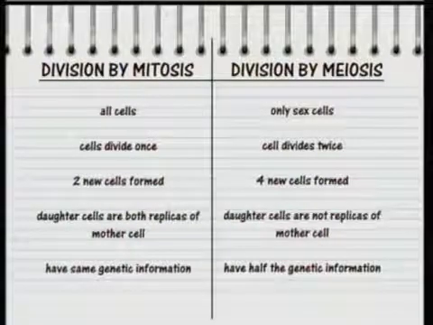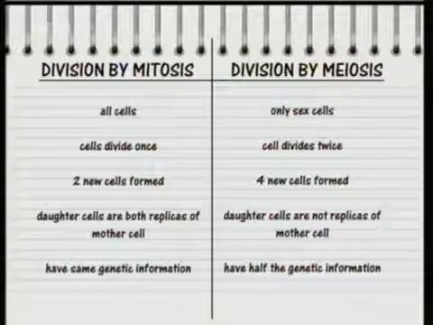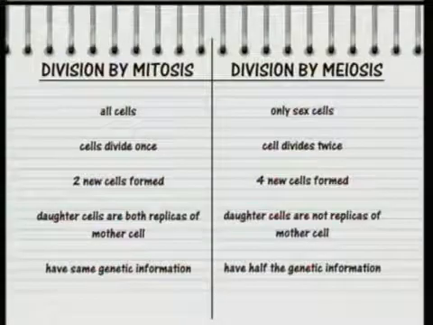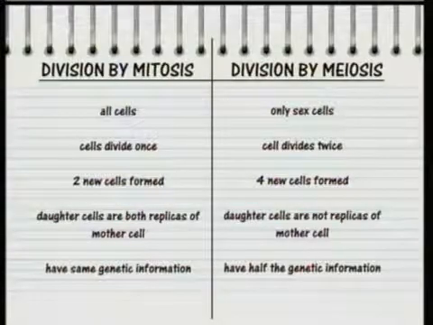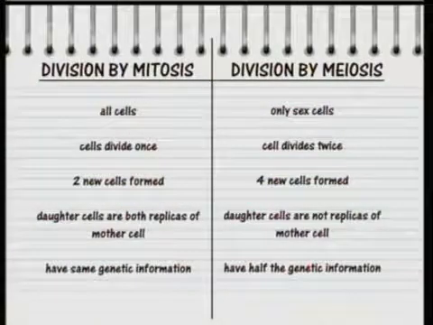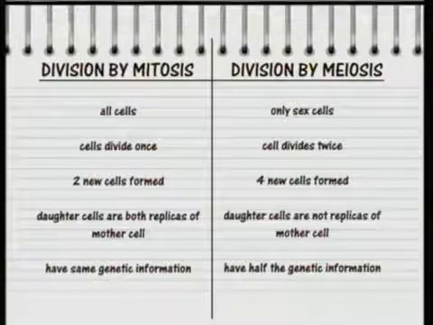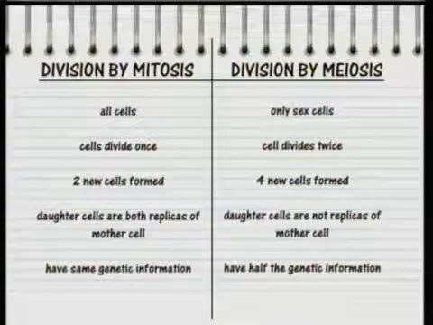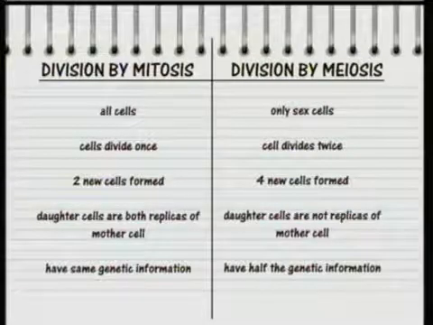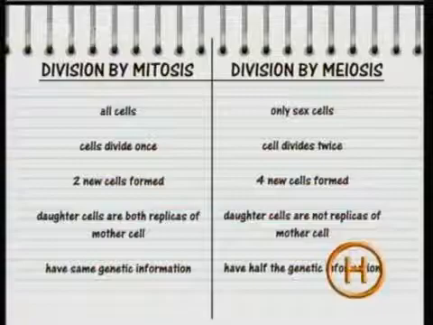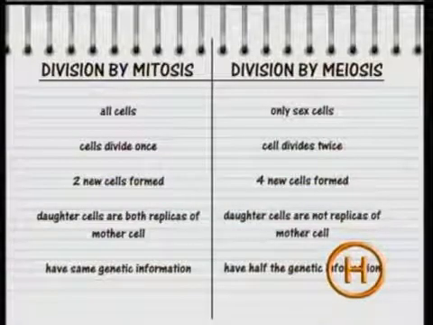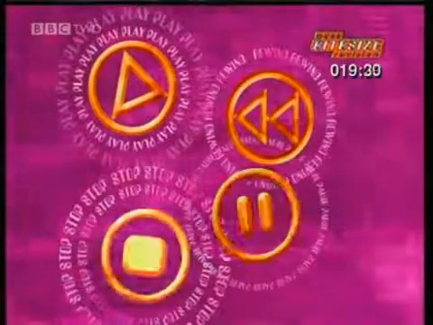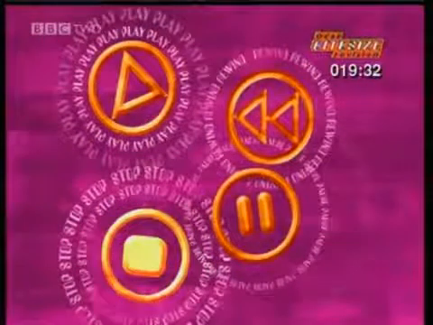In mitosis, the cell divides once to create 2 new daughter cells, which are both exact replicas of the mother cell and have the same genetic information. In meiosis, the cell divides twice to create 4 new daughter cells, which are not exact replicas of the mother cell and have only half the genetic information. There's more about cell division in the higher tier programme. That's the end of the section on cell activity.